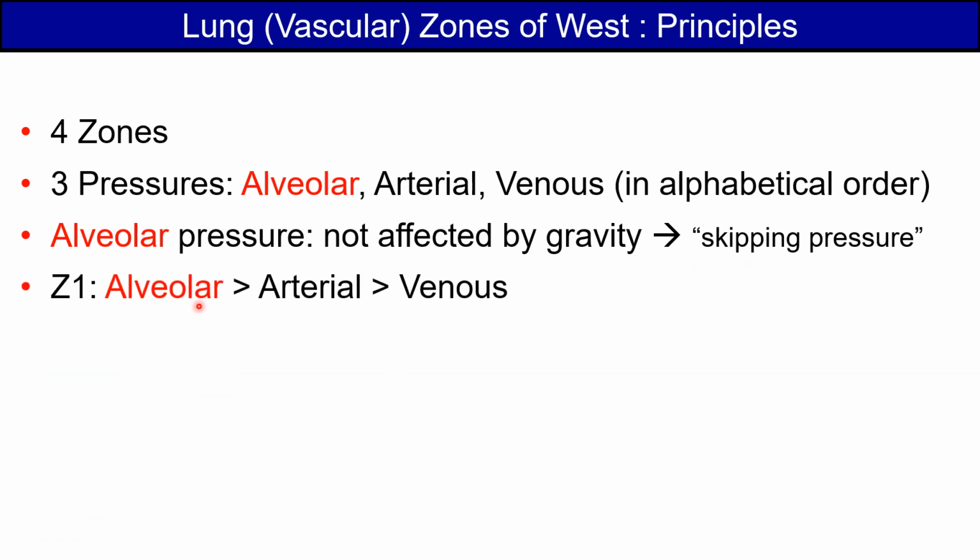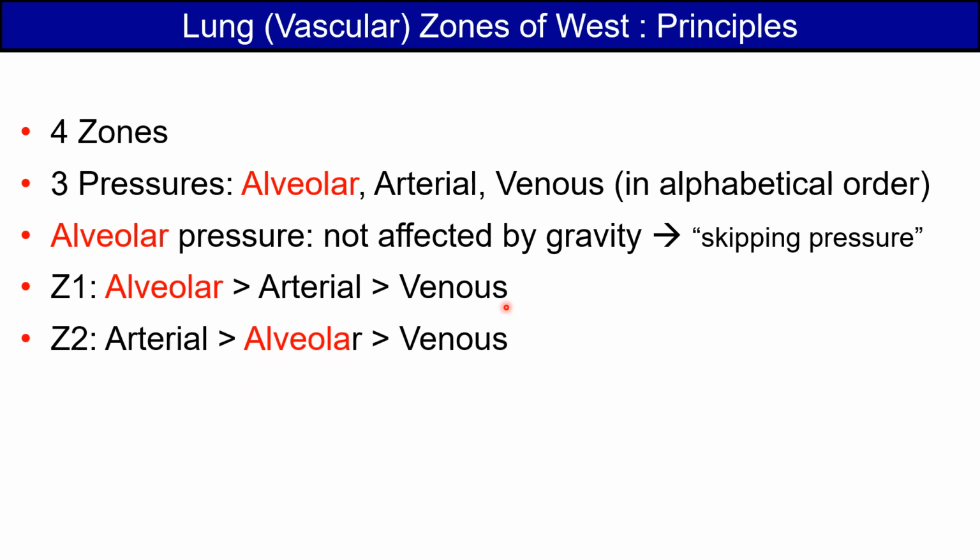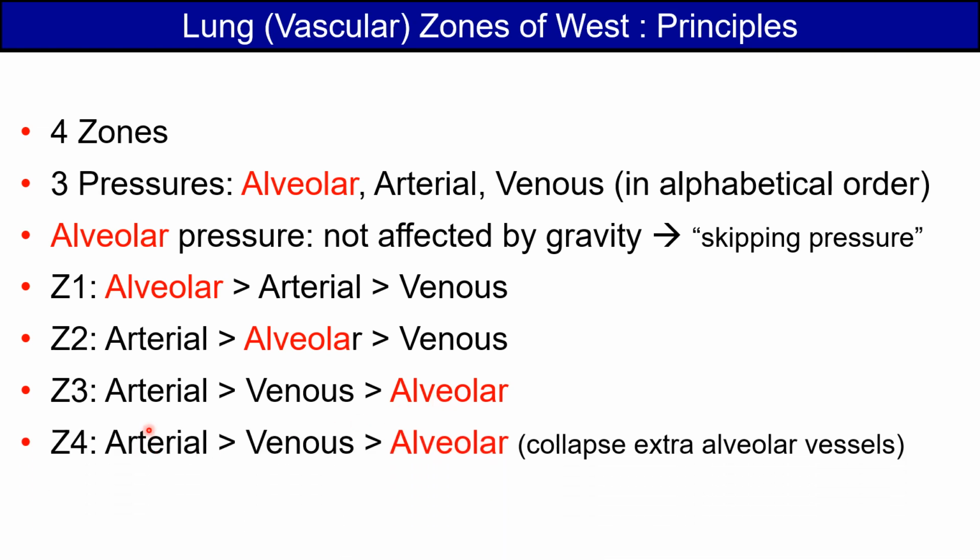In zone 1, the alveolar pressure is greater than the arterial and greater than the venous pressure. In zone 2, the arterial is greater than the alveolar and greater than the venous. So you see it skips to this one. In zone 3, the arterial is greater than the venous and greater than the alveolar. And in zone 4, it's the same: arterial is greater than venous, greater than alveolar, but the extra-alveolar blood vessels are collapsed. So that's how I memorize the different zones of West.